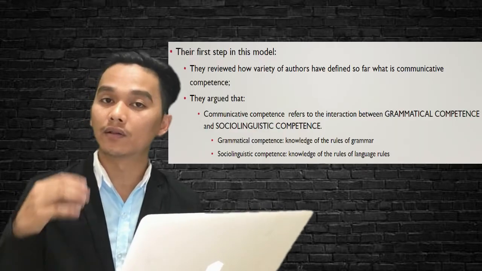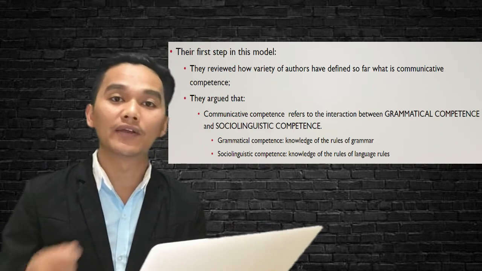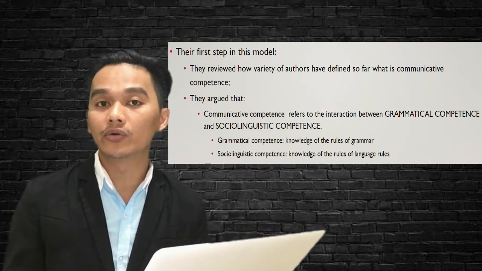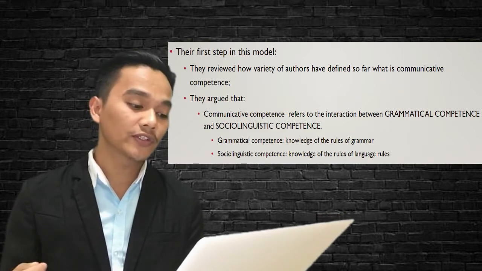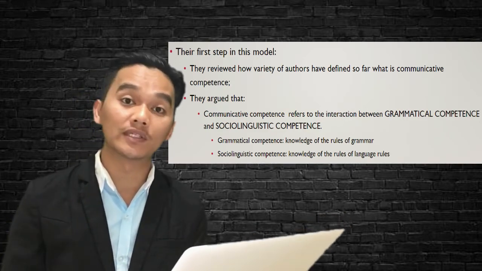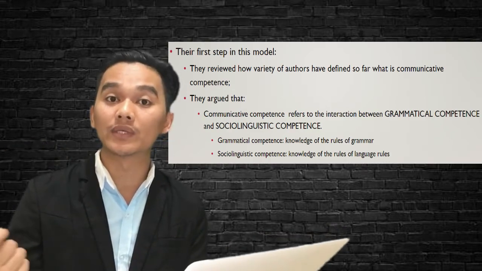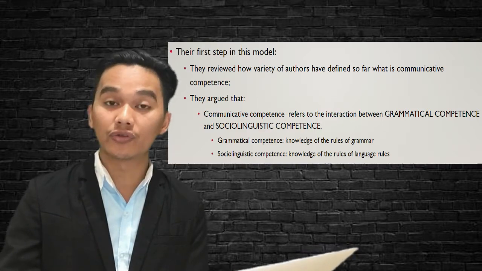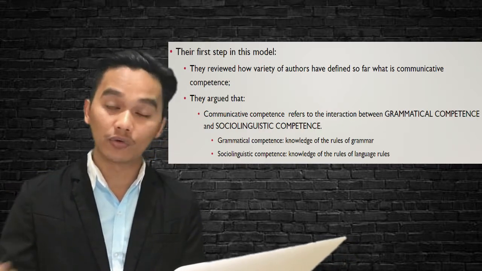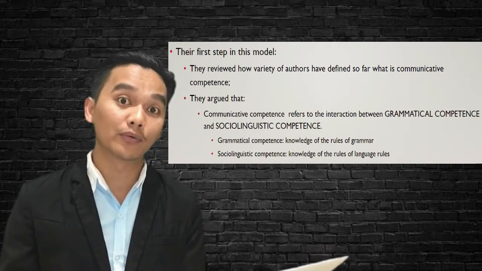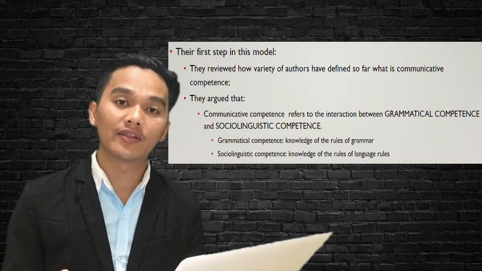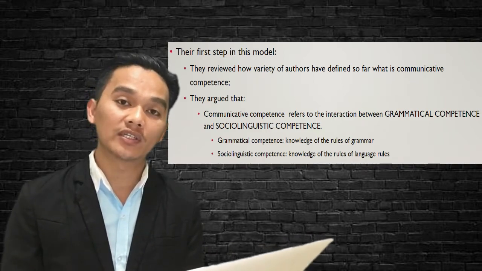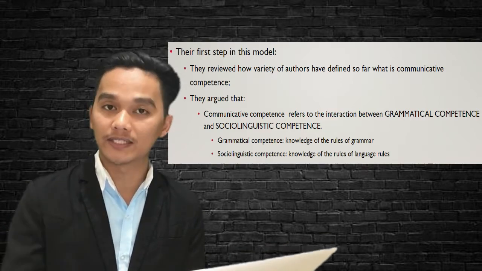So back in the day when they were still formulating this model, they reviewed various authors about how they define communicative competence so far. And then they argued that communicative competence refers to the interaction between grammatical competence and sociolinguistic competence. So it's about the grammar and the sociolinguistic competence of a person. Now when we say grammatical competence, it pertains to the knowledge of a person of the rules of grammar, and sociolinguistic knowledge or competence is the knowledge of the rules of language use. So according to Canale and Swain, these are the major variables of communicative competence that must be considered in assessing or testing the language proficiency or the performance of the learner, the one who is using the language.